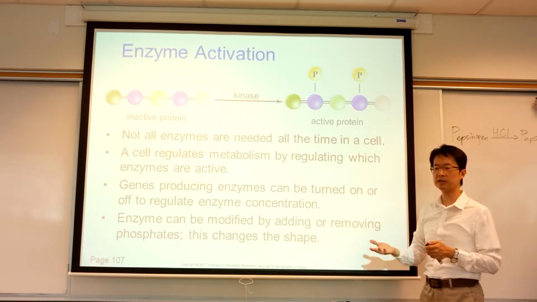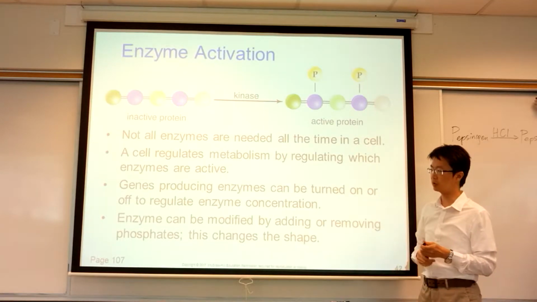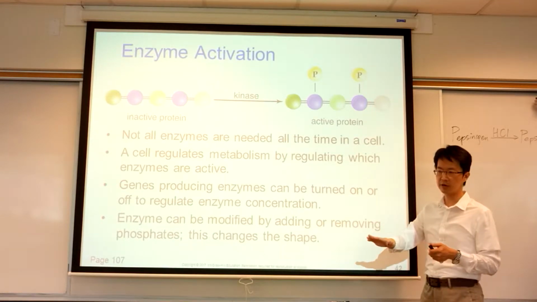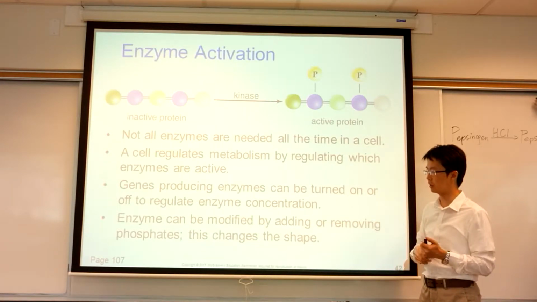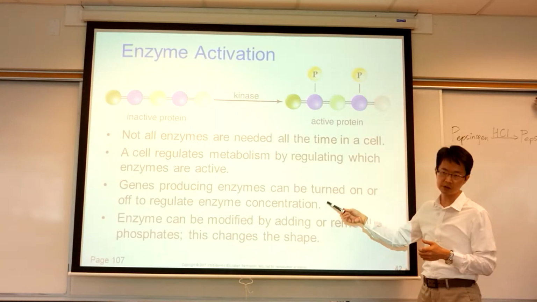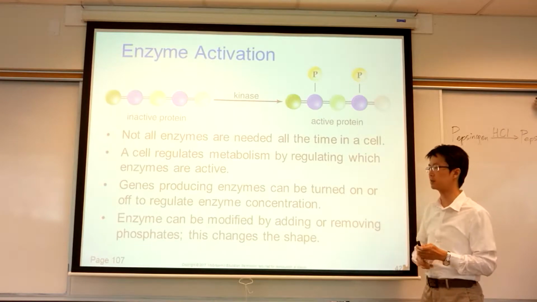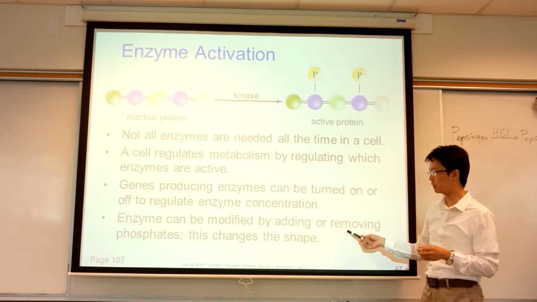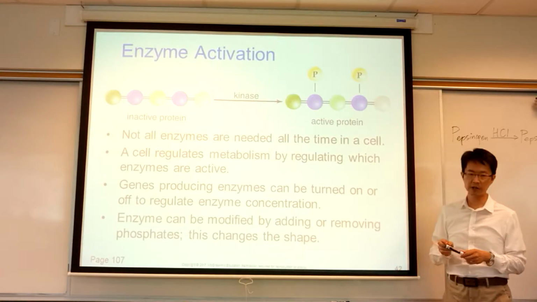The situation is like the gas pedal. When you're driving, you have the option to step on your gas pedal in order to accelerate, or you can release your gas pedal to decelerate. So the gene producing the enzyme can be turned on and off, similar to this idea. You can step on the gas pedal or you can release your gas pedal. And this phosphorylation, putting on a phosphate group, will change the shape of the molecule.